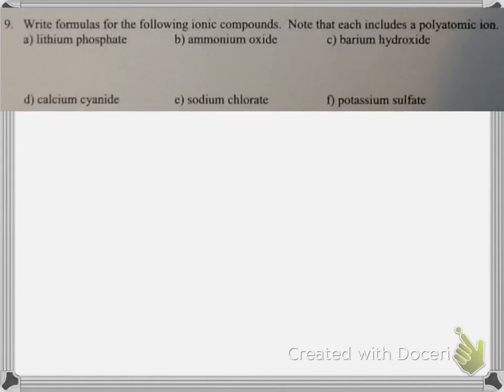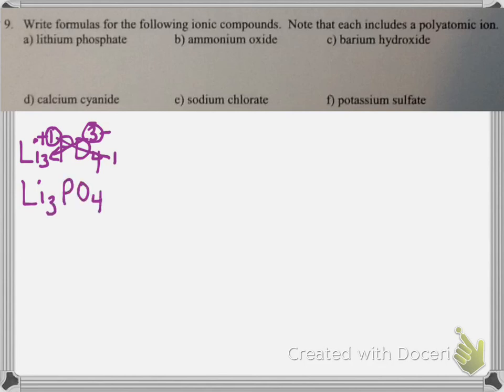Number 9. Write formulas for the following ionic compounds. Note that each includes a polyatomic ion. So lithium is in group 1A, so it loses its 1 valence electron to get a +1 charge. Phosphate is on the first page, it's PO4 with a -3 charge. I crisscross down. I don't need parentheses because I just need a 1, so this is Li3PO4.